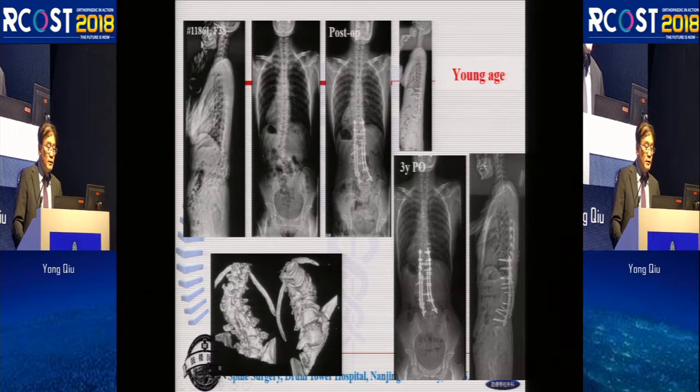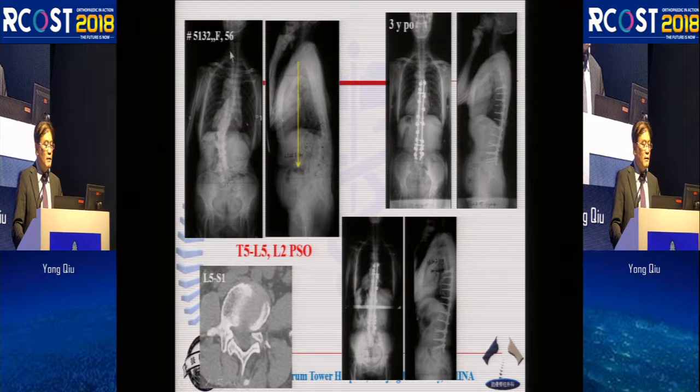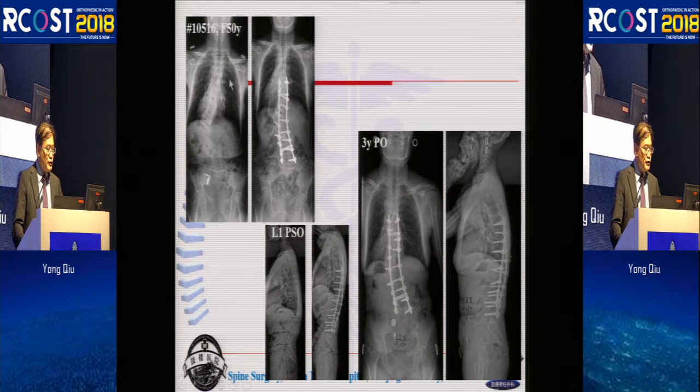And here's another patient, 38 years old. I stopped at L5, even though I did a 3-column osteotomy here. At 3 years follow-up, it's okay. And a 56-year-old, where the L5-S1 disc looks good. So I did an L2 PSO and stopped at L5. At 30 years follow-up, okay. In a 50-year-old, young patient, I stopped at L5. 30 years follow-up.